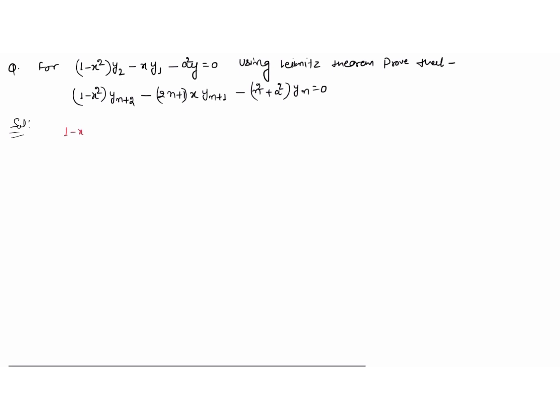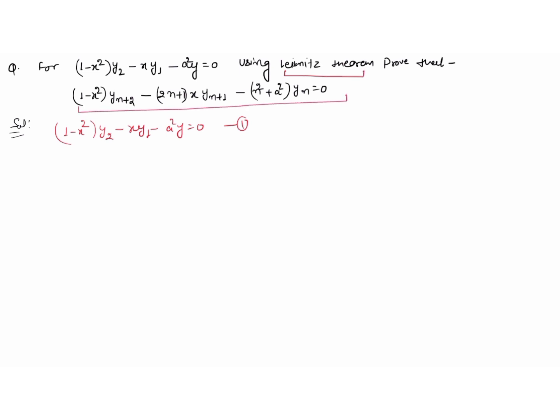Here it is given: (1 − x²) y₂ − x y₁ − a² y = 0. This is equation 1, and we have to apply the Leibniz theorem to prove the given result. So we will apply the Leibniz theorem.